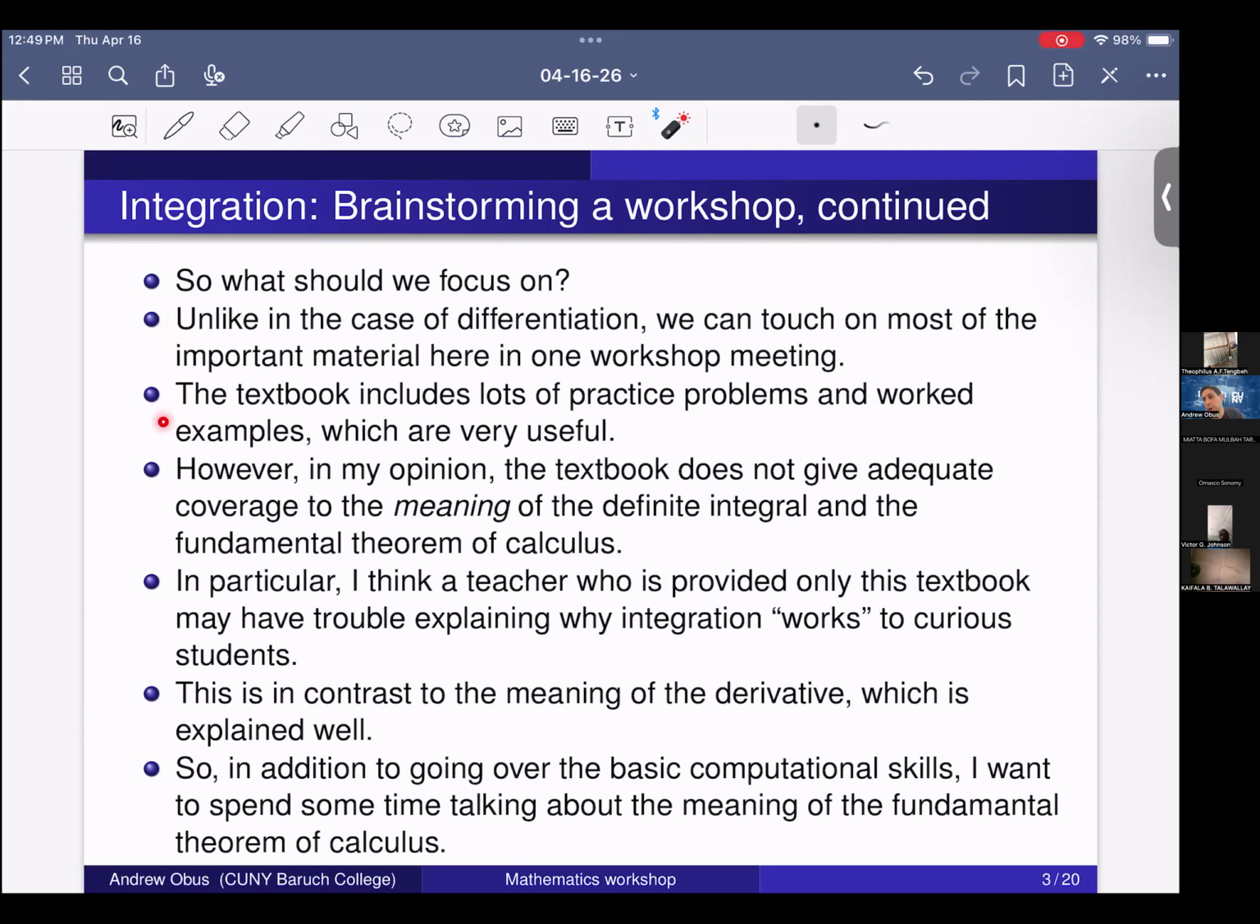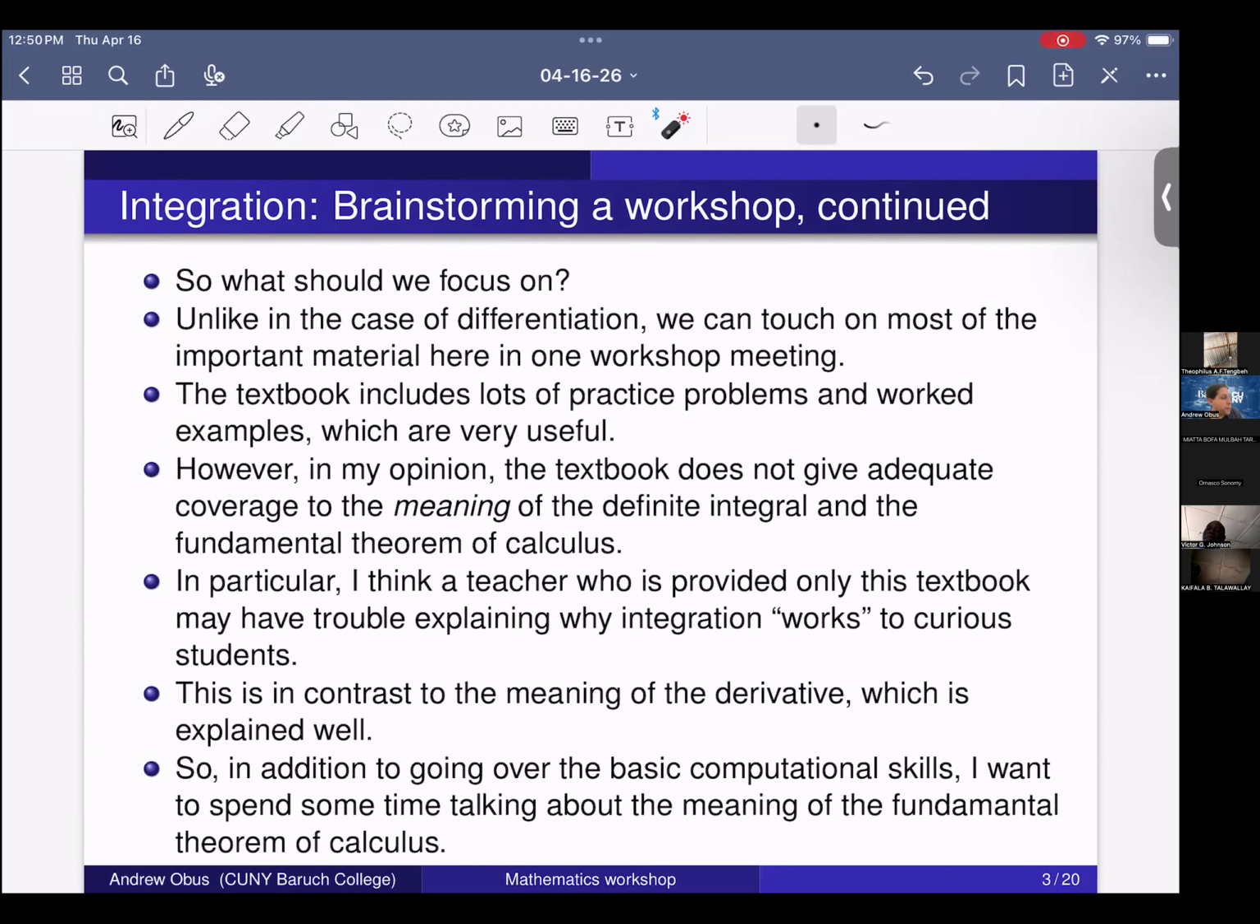So, some good and bad things, in my opinion, at least, about the textbook. The best thing about the textbook is it has lots of practice problems and lots of worked examples. So, it's very easy to get a lot of practice by doing all of the textbook exercises, and not just the exercises, but also they work out lots of examples step by step. So, you can really see how everything is done.